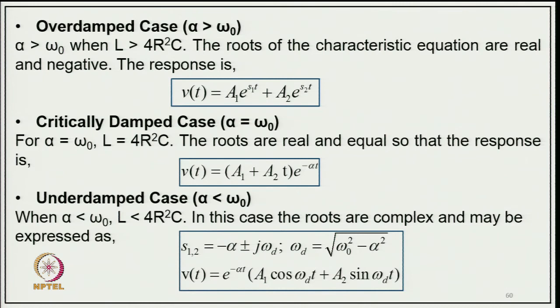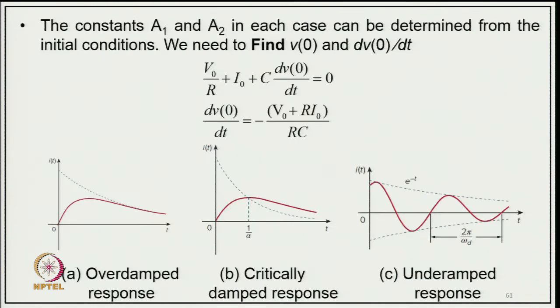case the roots are complex, and may be expressed as s1,2 equal to minus alpha plus or minus j omega d, where omega d is defined as the square root of omega 0 squared minus alpha squared, and v(t) will be e to the power minus alpha t, in brackets, A1 cos omega d t plus A2 sin omega d t. We got a similar kind of solution as in the RLC circuit, the only difference here is the voltage, whereas there it was the current in the response.